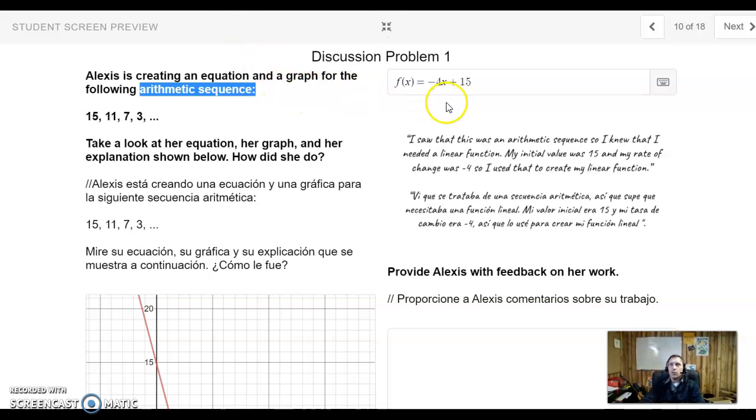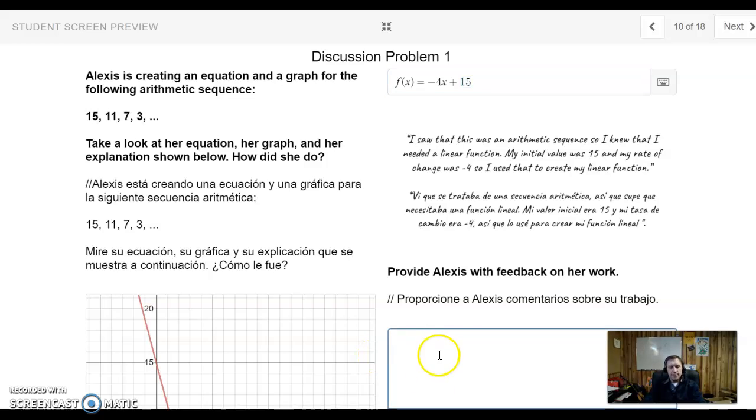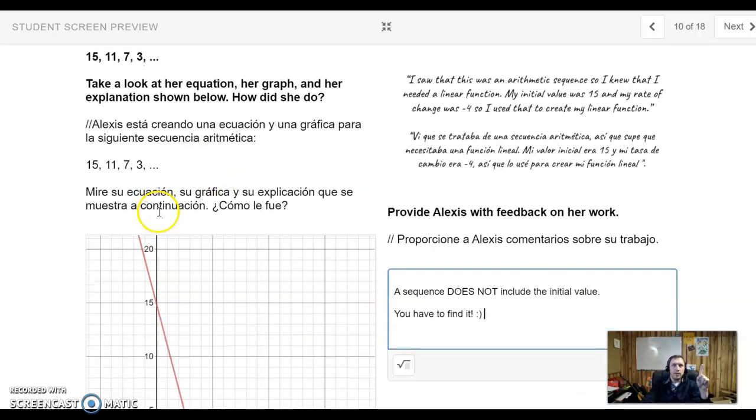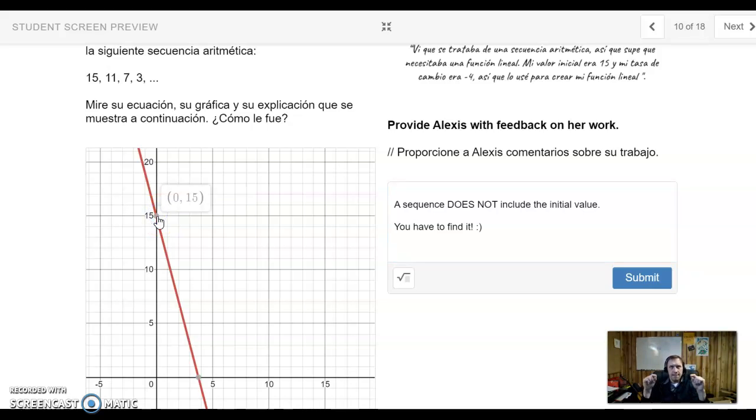And so Alexis did a great job of writing this equation, f of x equals negative 4x. The problem we have here is the plus 15. What you have to remember about a sequence, right, is that a sequence does not include the initial value. We have term 1. So when we look at her graph, she has 0, 15, but that ordered pair should be 1, 15, right? It's the first term.